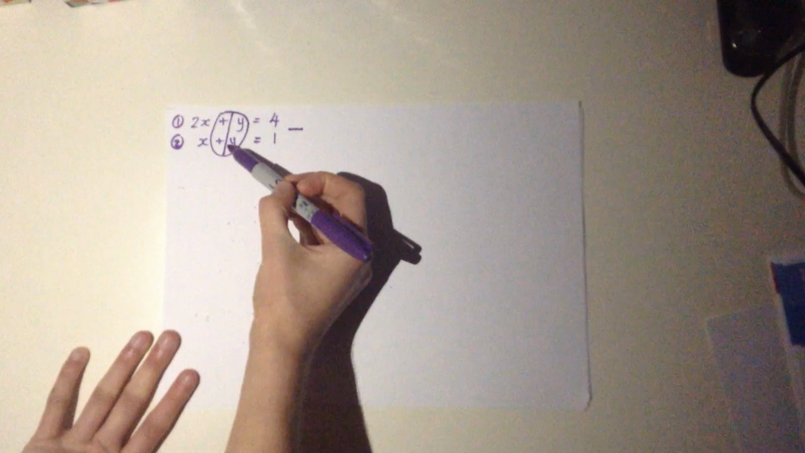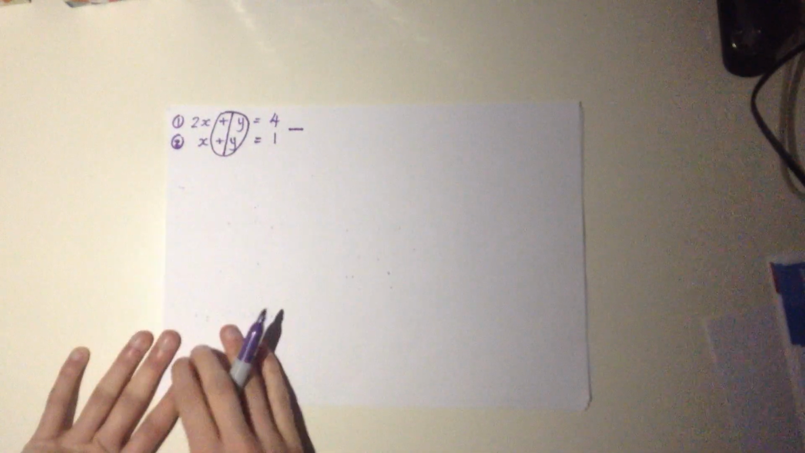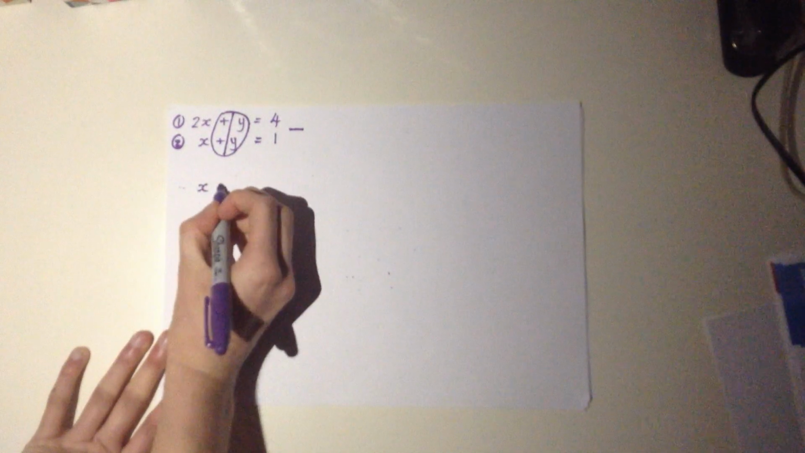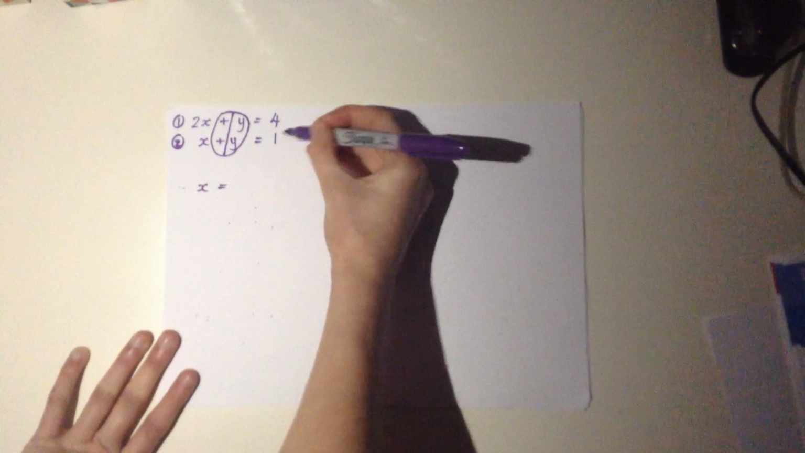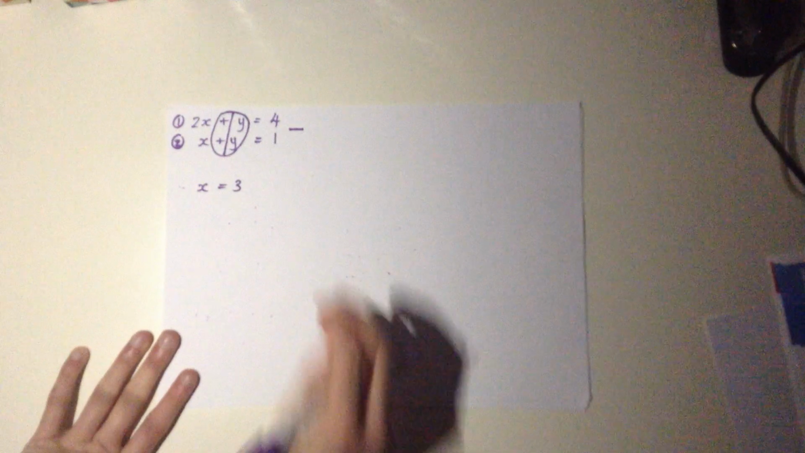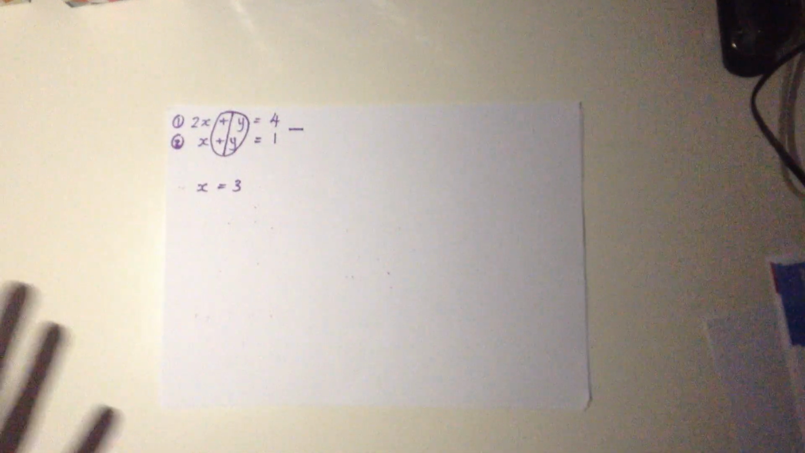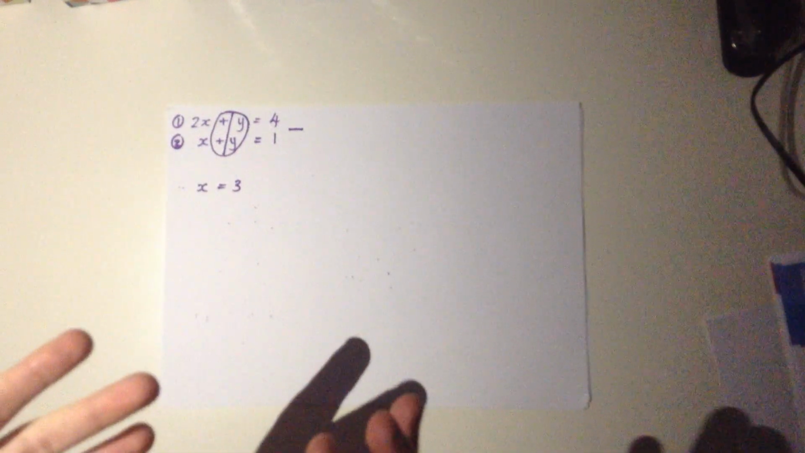So y minus y is nothing, so we forget that. 2x minus x is x, and 4 minus 1 is 3. Okay, so we've got the x value for those two equations. Now we go back to the simplest equation to find our y value, which would be equation 2.